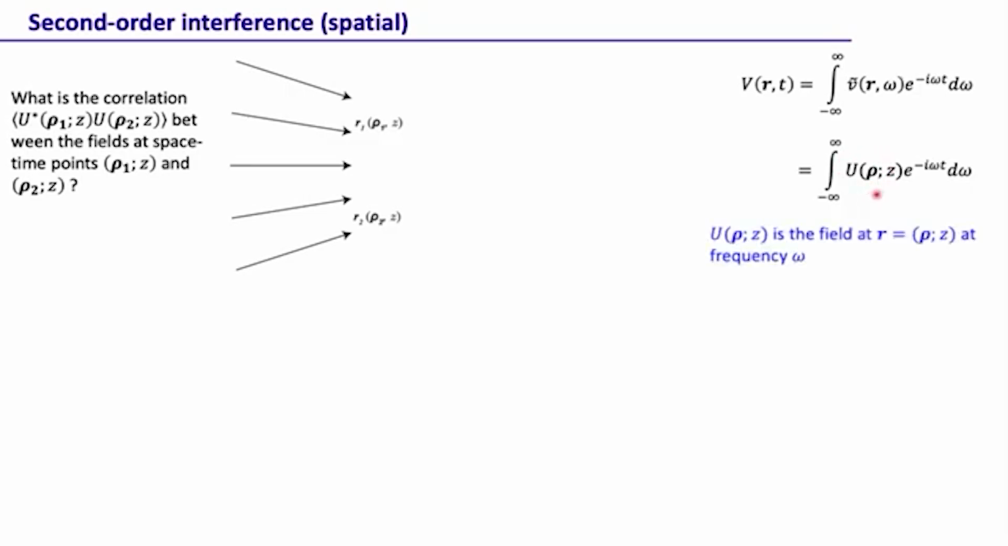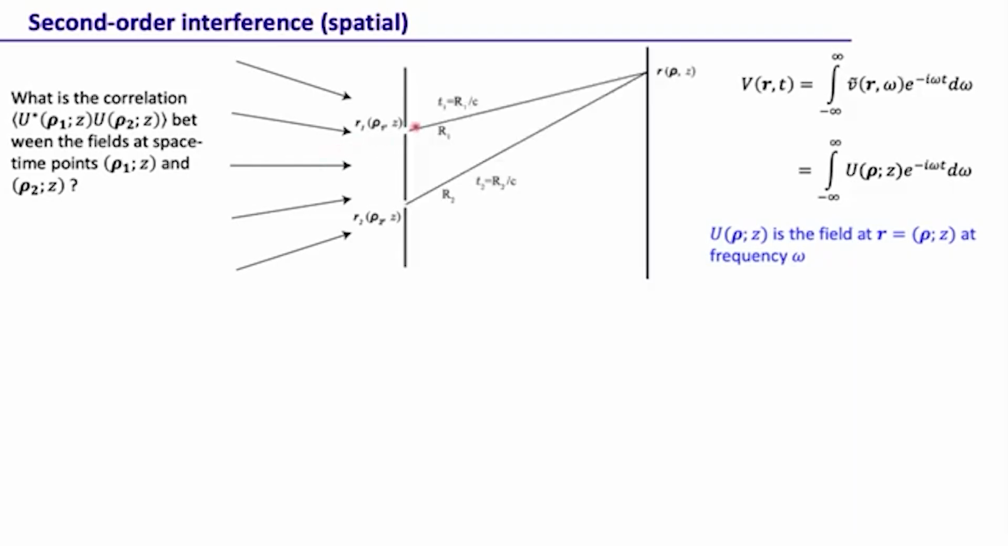So once we know everything about U, then of course we can put it here and do again this omega integral to get V(r,t). But for this part, when we are studying second order coherence in space, we'll only study U(rho, z). Once we know U(rho, z), we substitute it in here, and then we can get V(r,t).